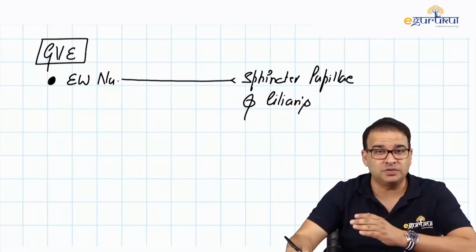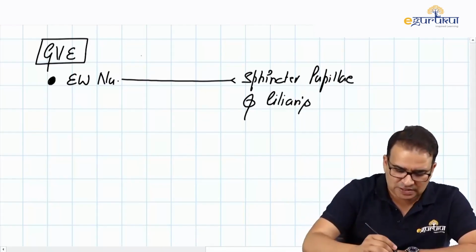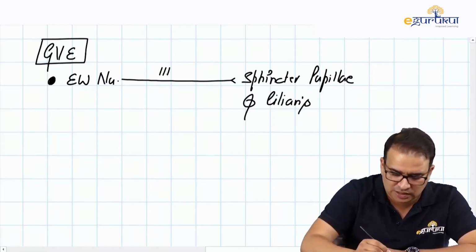Now the question is which nerve? What nerve is going to supply the sphincter pupillae and ciliaris? Edinger-Westphal fibers join with the third nerve only.